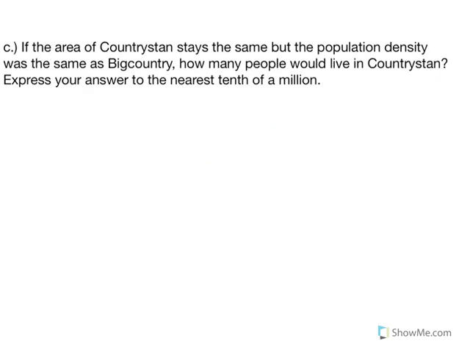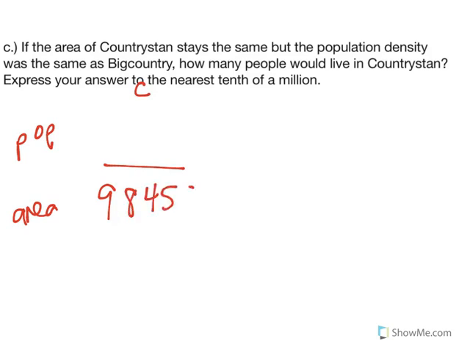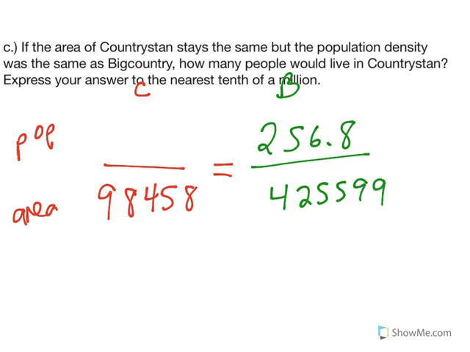And letter C. If the area of Countrystan stays the same. Okay, so I'm going to put population on the top, area on the bottom, and I'm going to put Countrystan on this fraction. So the area stays the same, 98,458. But the population density was the same as Big Country. Well, remember that Big Country had 256.8 million people compared to 425,599. That's how we got the population density. So I'm going to put an X over here and say, we saw this as a proportion. If this proportion is true, they will have the same population densities.